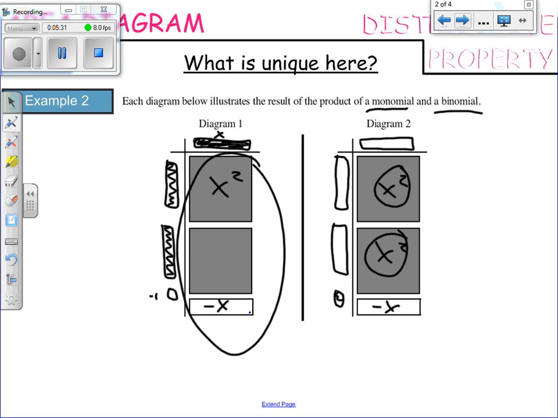That means the same answer came from two different questions. This one on the left was x times 2x minus 1, and this one over here was negative x times negative 2x plus 1. Two different questions give you the same answer.